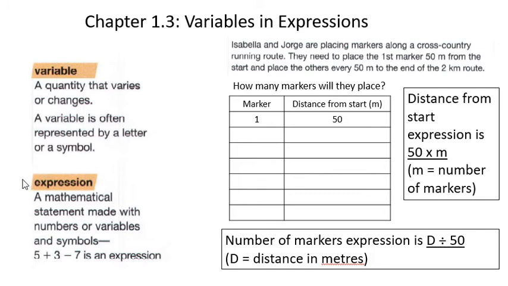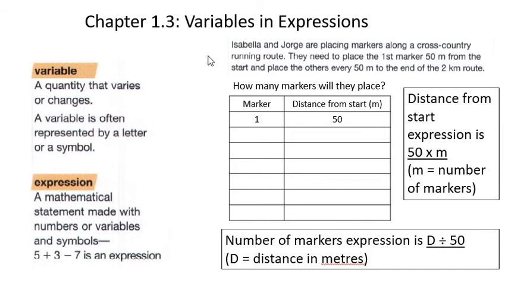We're also going to discuss again expression. An expression is a mathematical statement made with numbers or variables and symbols. 5 plus 3 minus 7 is an expression. It's showing information that we can represent with numbers. So this expression here is saying start with 5, then add 3, then remove 7. That is an expression. We're going to continue that by combining the two. We're going to have expressions, but with variables inside the expression.